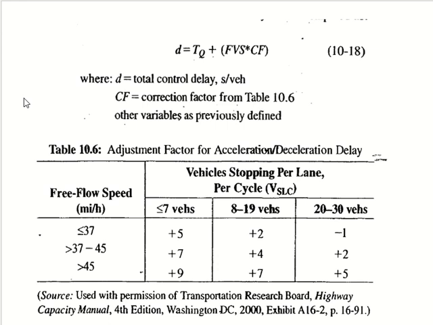So in this table, we need the free flow speed. I mentioned in the procedure yesterday as well, you have to take free flow speed. You can do it before the queue study or you can do it after the queue study. But you need free flow speed. So you need free flow speed and you need vehicles stopped per lane per cycle, and CF will be taken from here.